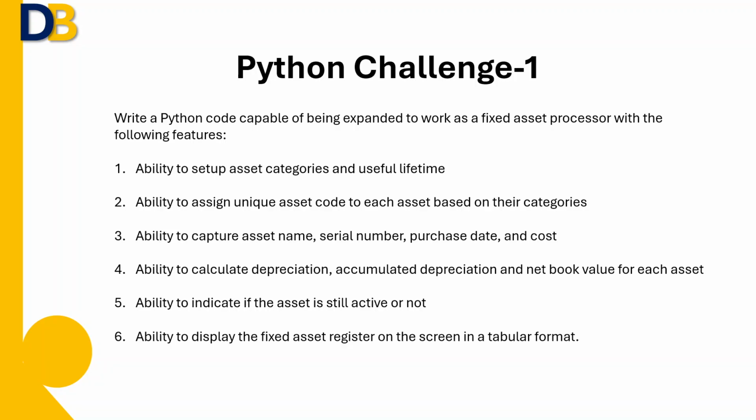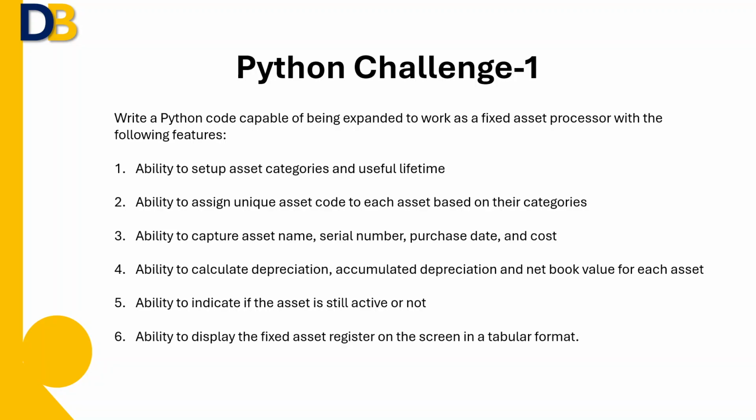And once we capture these elements for any given asset, we expect your Python code to be able to calculate the depreciation element for each asset. There are logics for doing this, so you need to look this up. So we want a straight line depreciation. And I can give you an example.